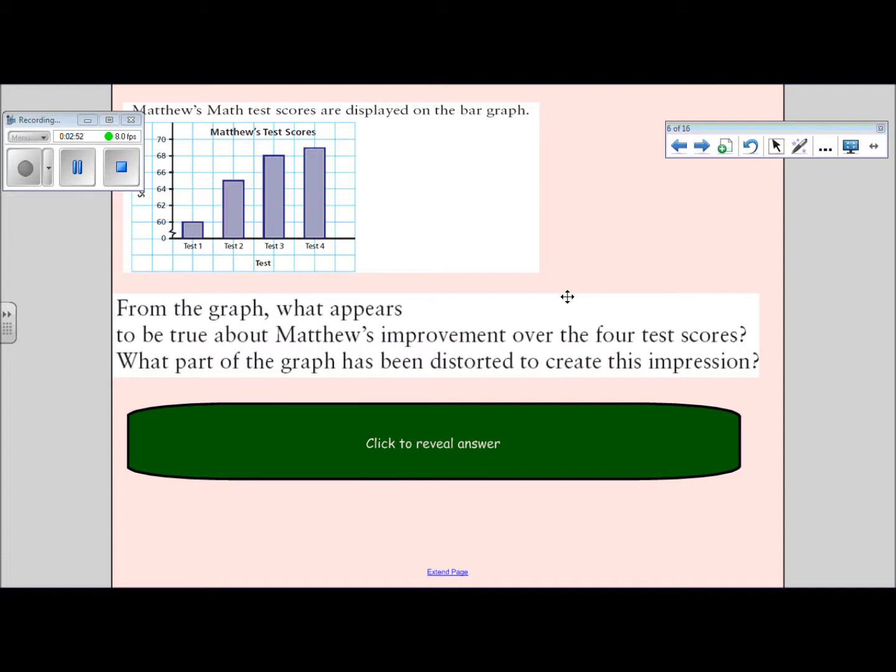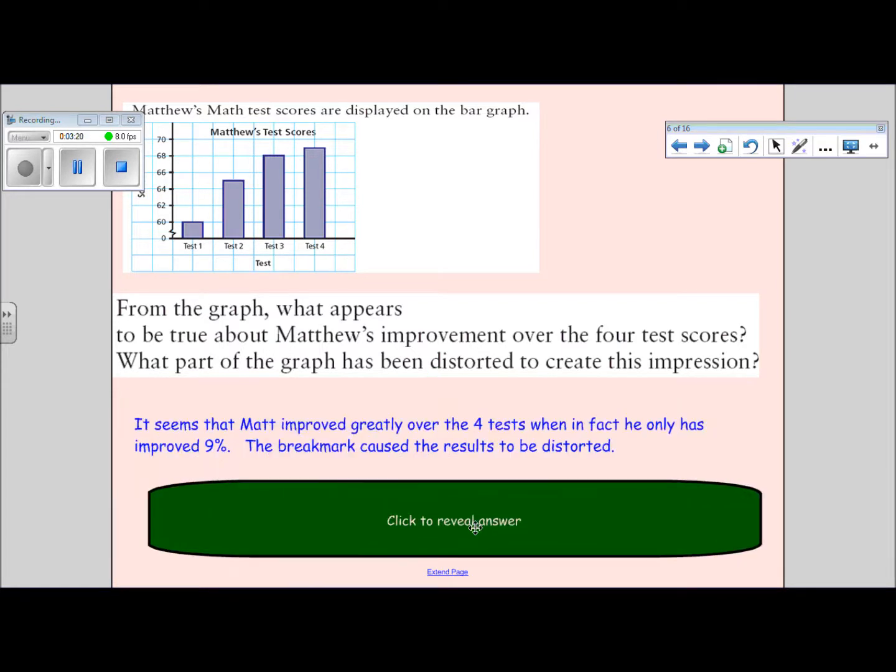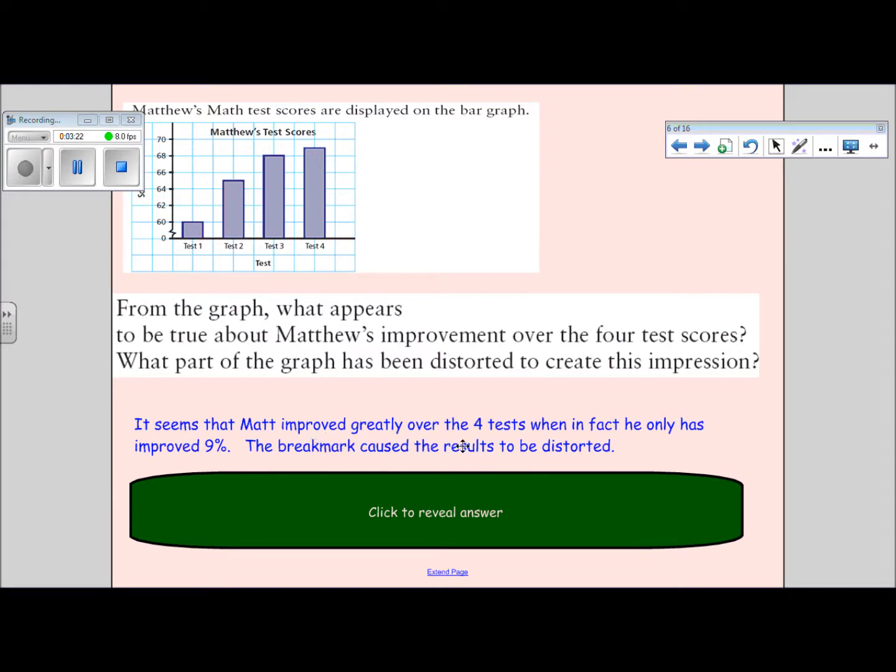What appears to be true is that they're going up, and they're going up from 60 to 70. It looks like he's gone up double, triple, quadruple, maybe 5.5 times his original score. When in fact, it's only gone up 9%. So the part of the graph that has been distorted to create this impression is the bottom there, the marks. So it seems that Matt's improved greatly over the 4 tests.